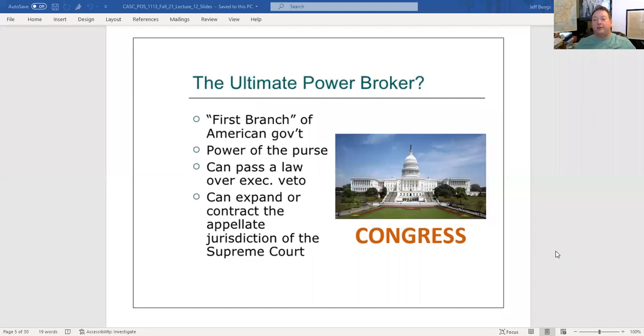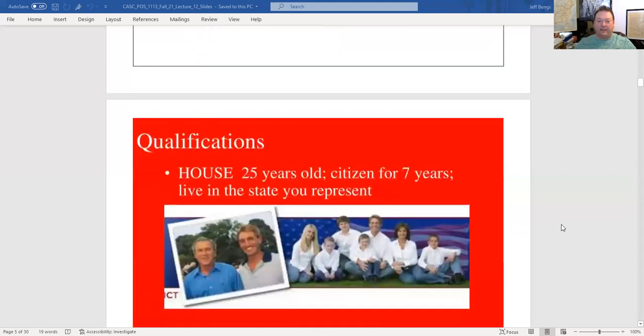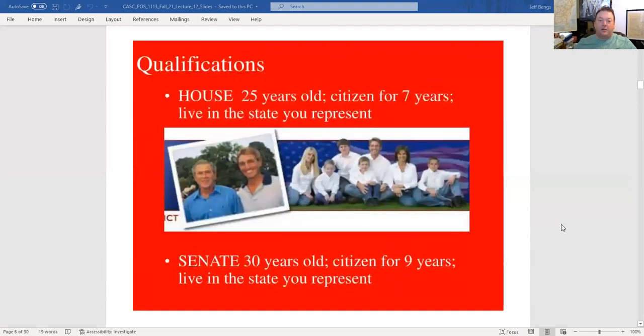So the question is, do those things mean that Congress is the ultimate power broker? Well, we'll leave that for political scientists to debate. We won't have to worry about that. All right, how do you become a member of Congress?